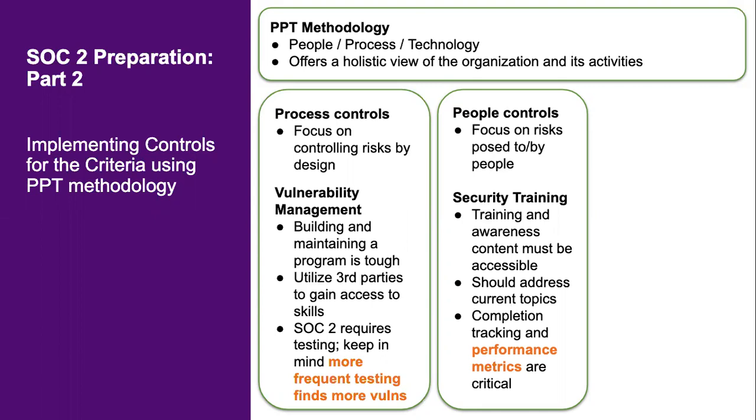Key takeaway here, you should have completion tracking. You need to make sure that people are completing their training. Also look at some performance metrics. Do you see a reduction in risky behavior after people have completed training? Monitoring that is going to help you judge the effectiveness of your training and the effectiveness of your risk mitigations.